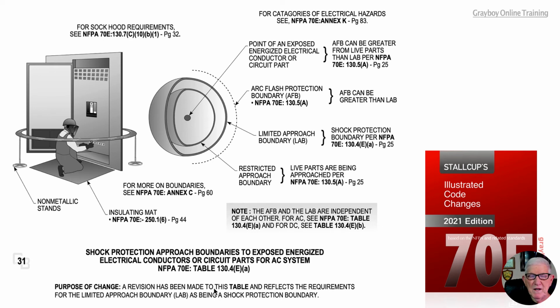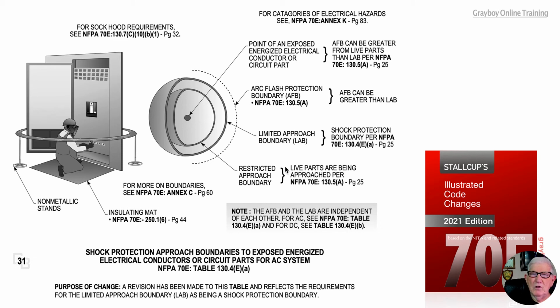The revision was made to this table and reflects the requirements for the limited approach boundary as being a shock protection boundary. So basically, you're crossing the arc flash boundary here into this boundary, and when you do, you have to run a shock protection approach boundary distance in accordance with our table you see here, 130.4 EA. And for different voltage levels, you have certain approach distances.